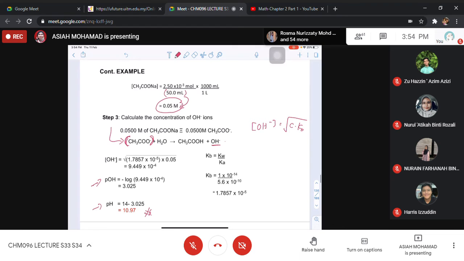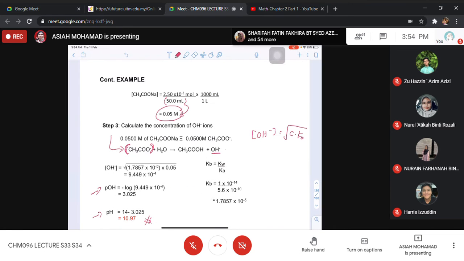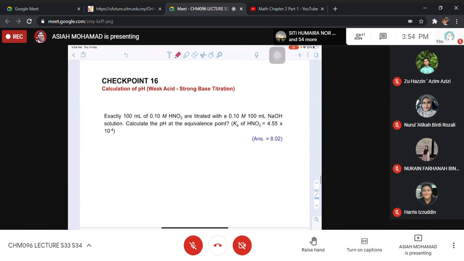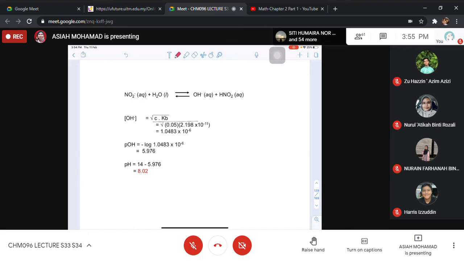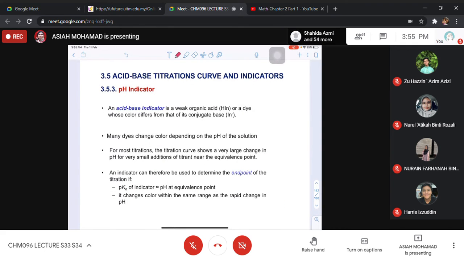Okay, is there any other question before we proceed? None? Alright, so do try to answer this checkpoint. Okay, checkpoint 17 as well. And then you have this pH indicator. An acid-base indicator is a weak organic acid or a dye whose colour differs from its conjugate base.